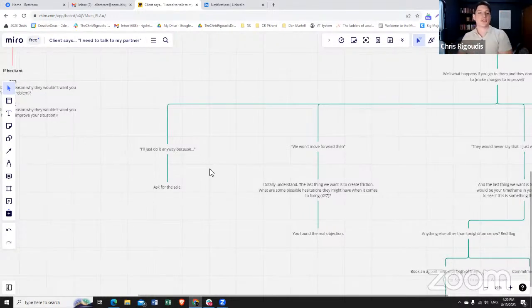Another version you can use here, if they maybe have resistance, is when they say, I'll just do it anyway, but I still need to talk to them. Here's the language that you can use. Yeah, that's not a problem. Chris, may I make a suggestion? Sure. Because the last thing I want to happen is you go to your partner with a big fat bill and you try to convince them.